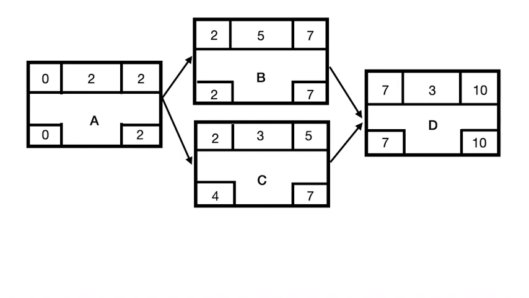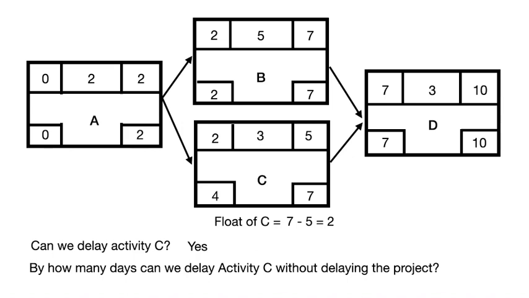In this network diagram, let's calculate the float of activity C. As you can see here, as far as activity C is concerned, the late finish of activity C is 7 days and the early finish of activity C is 5 days. So the float of this activity would be 7 minus 5, which is equal to 2. Could we be delaying activity C? Of course we can. Why? Because it has a float. And by how many days could we be delaying this activity without delaying the project? We could be delaying it by 2 days. That's because the float of this activity is 2 days.